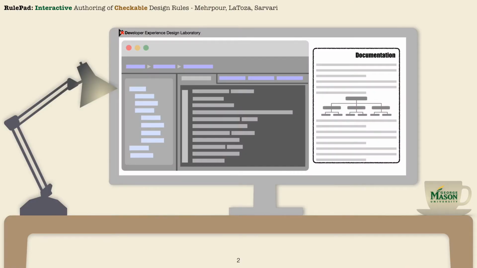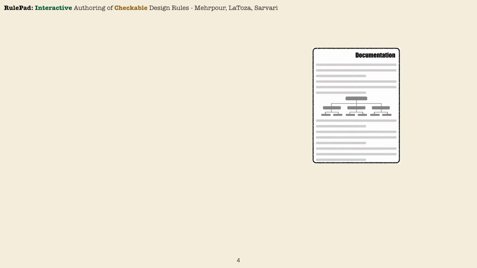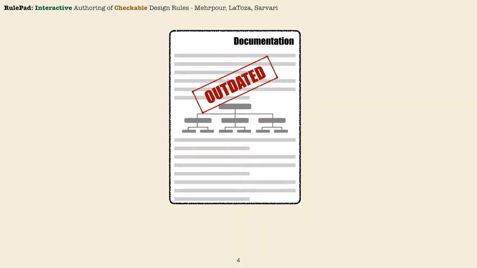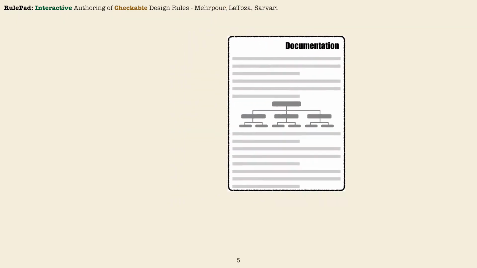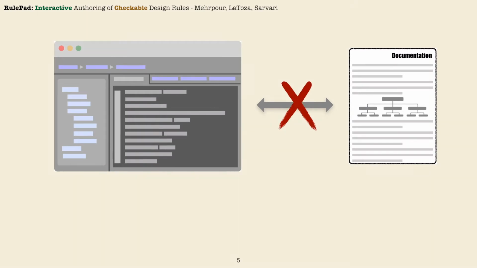Developers have long been encouraged to use documentation to learn about software design and to make sure the code changes are consistent with the documentation. But the problem is that documentation is often distrusted and out of date. The reason behind that is that documentation and code are disconnected.